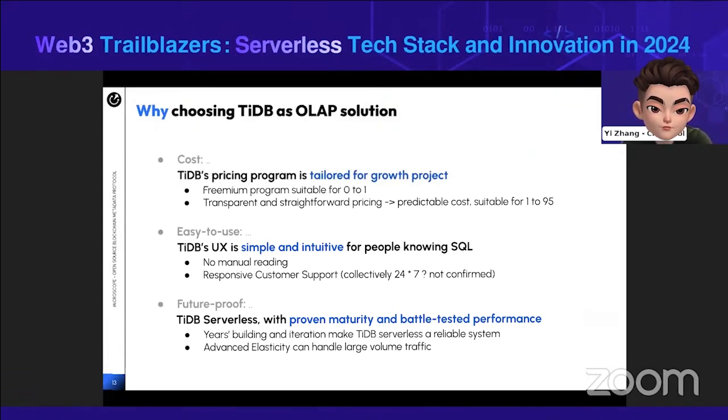Now, why we choose TiDB. Regarding cost, I think the TiDB pricing program is very tailored for growth projects. If we just start a project, they provide a type of premium program so that when the project is at the beginning stage, it is kind of free. Also, in the long run, we look at the table. The pricing formula is very straightforward. There is no hidden fee.